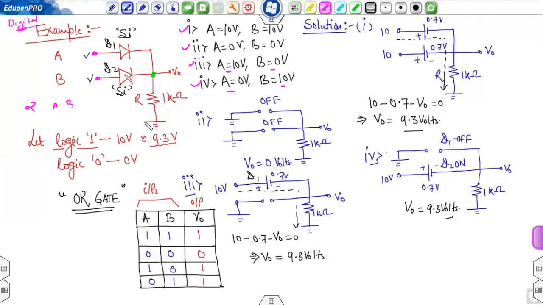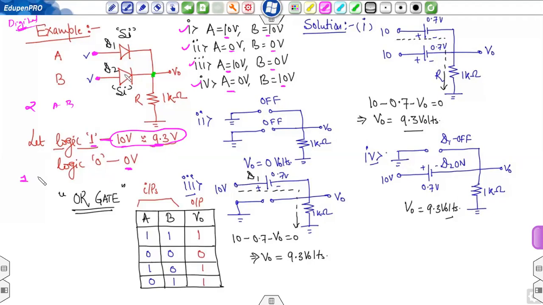Okay, so the value of A can be either 10 volt or 0 volt, and similarly for B, its value can be 10 volt or 0 volt. I am defining here, let logic 1 be equal to 10 volt or 9.3 volts. If the voltage is in this range, 10 volt to 9.3 on the higher side, I will say that logic is 1. And for logic 0, it is absolute 0. This is how we define voltage levels in digital circuits.